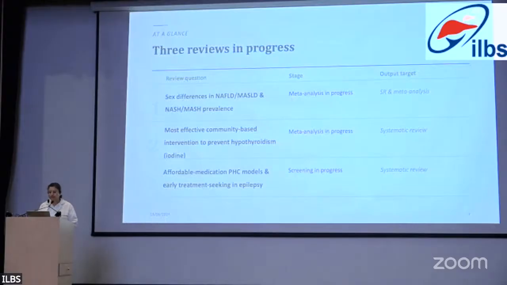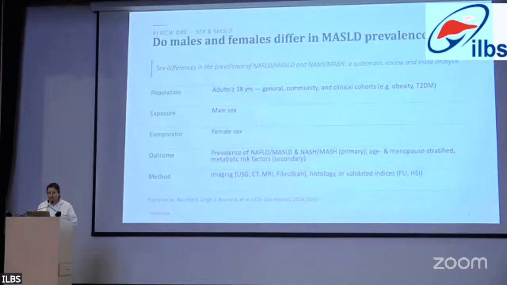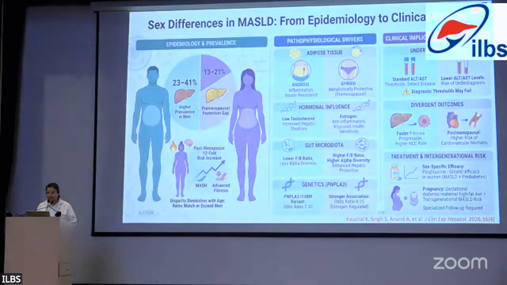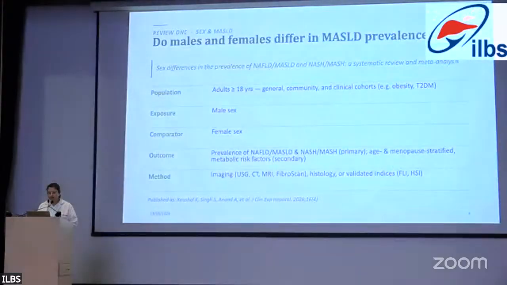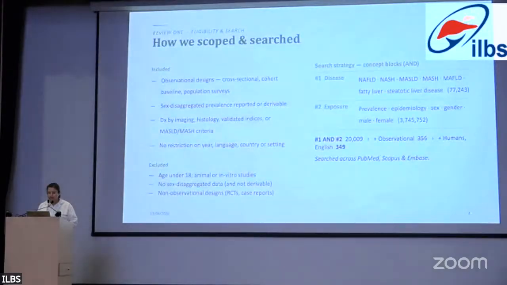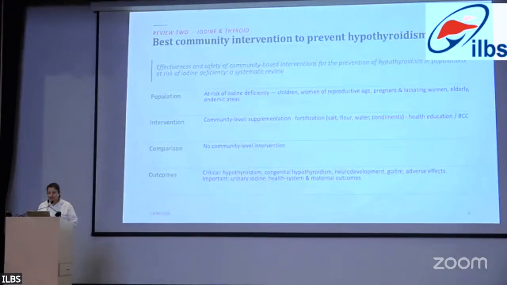Just quickly, in 1 minute, there are 3 reviews ongoing under TRC at IBS. One is on the sex differences in NAFLD-MASLD. We had already published this narrative review in JCH this year. This was our PICO for this: whether males and females differ in MASLD prevalence. This is our scope and search strategy, and PRISMA flow.